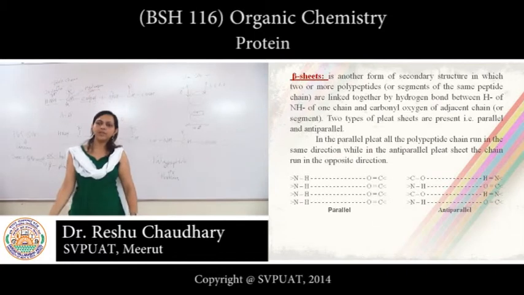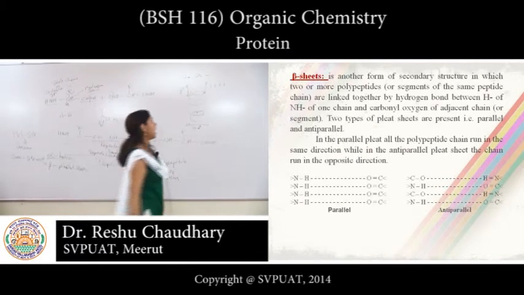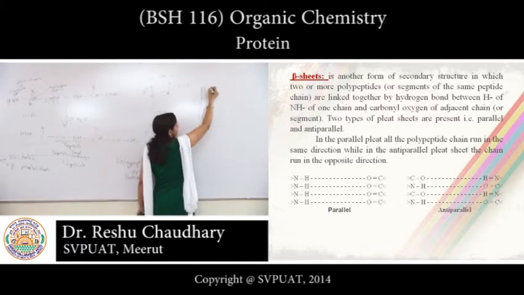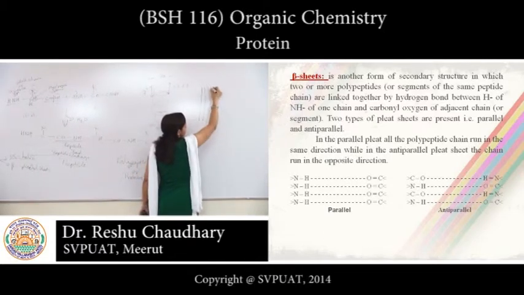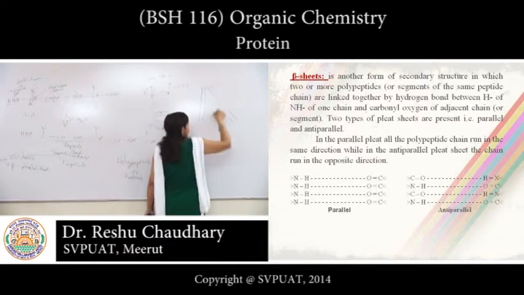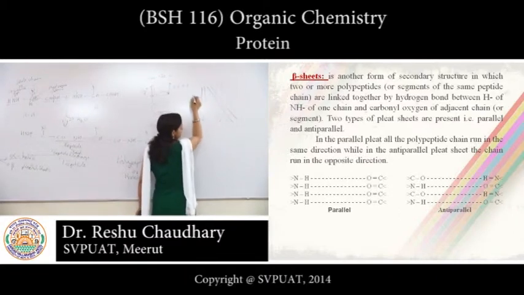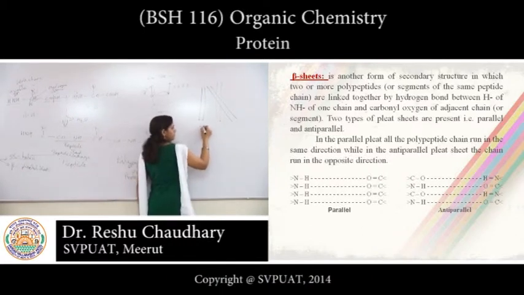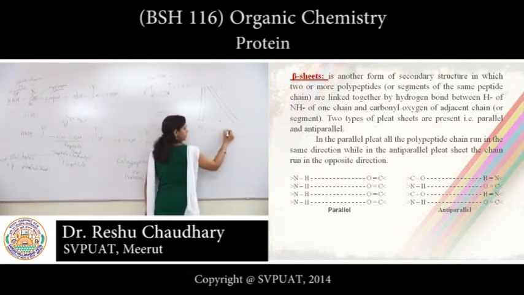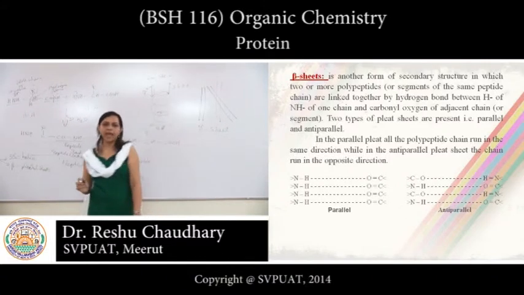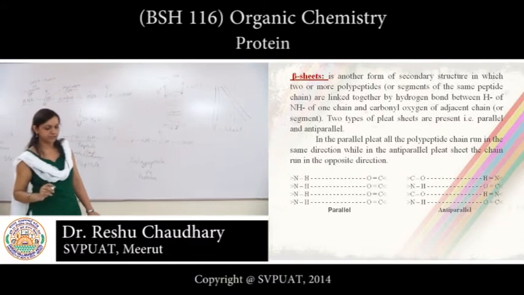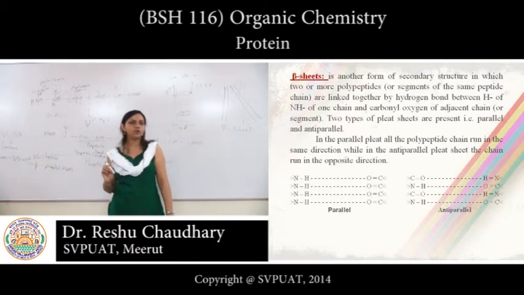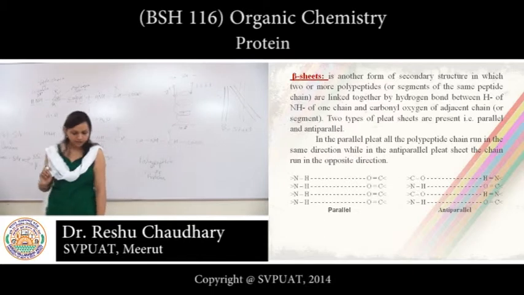Now comes the beta pleated sheets. These are this type. These can be straight, horizontal, vertical. These are beta sheets. These are sheet-like structures, hence named beta pleated sheets. This type of structure was first proposed by Pauling and Corey in 1951.